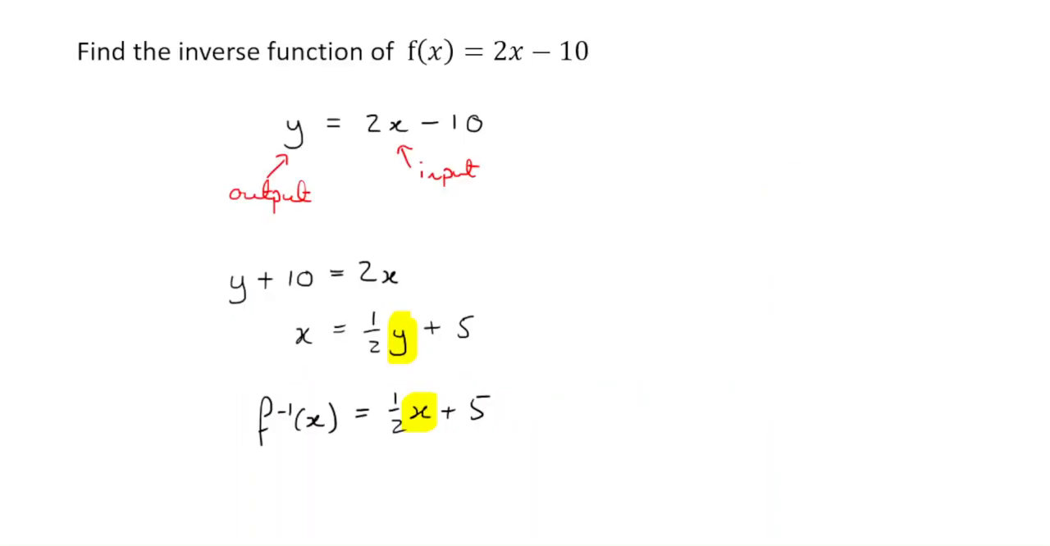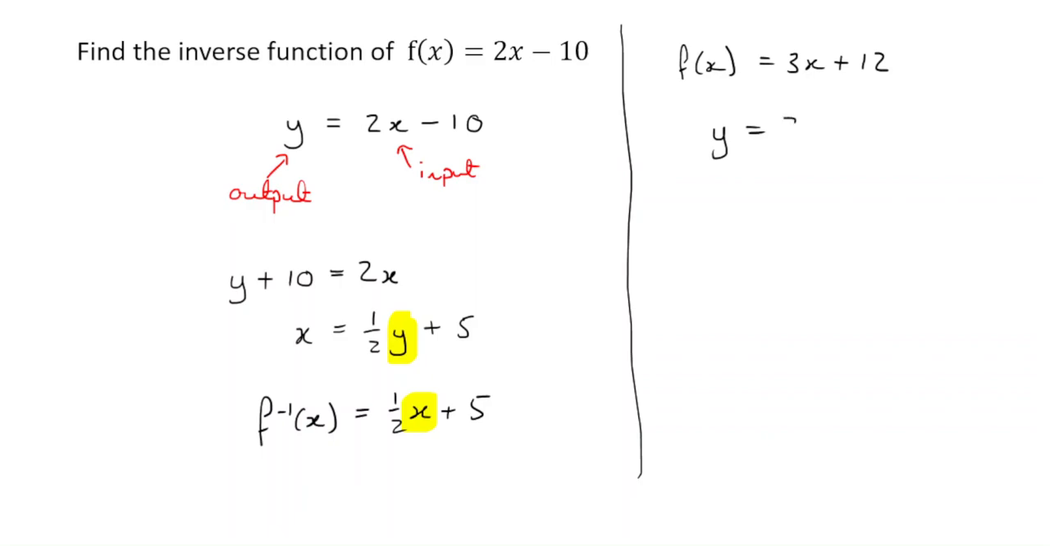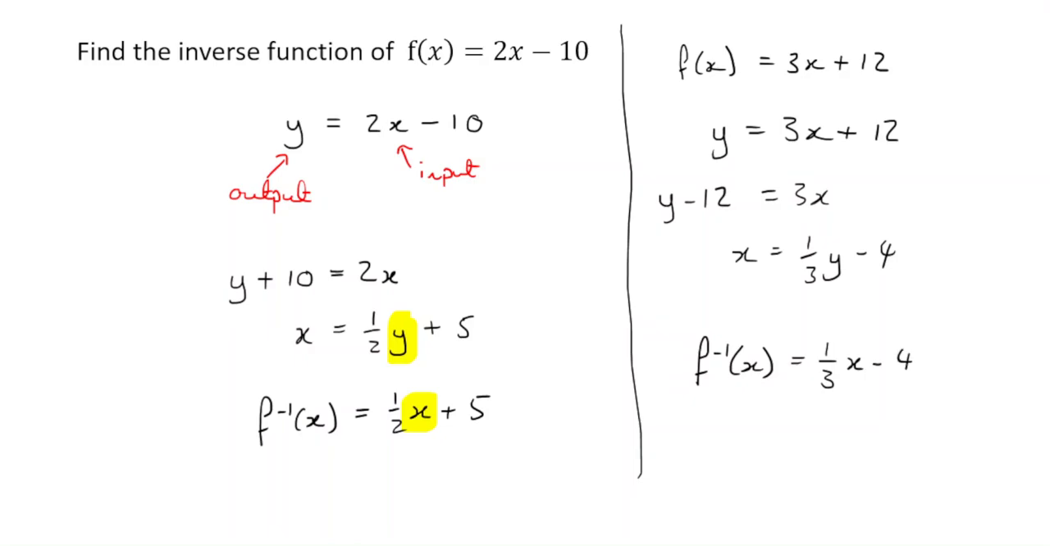So we've done that with one function. Why don't we just do it with another? That might be helpful. Let's say you wanted to find the inverse of f of x is equal to 3x plus 12, for example. You rewrite that: y is equal to 3x plus 12. You rearrange it, so y minus 12 is equal to 3x. So x is equal to a third of y minus 4. And all you do is replace the y values with x, so you get a third x minus 4. That is your inverse function there.